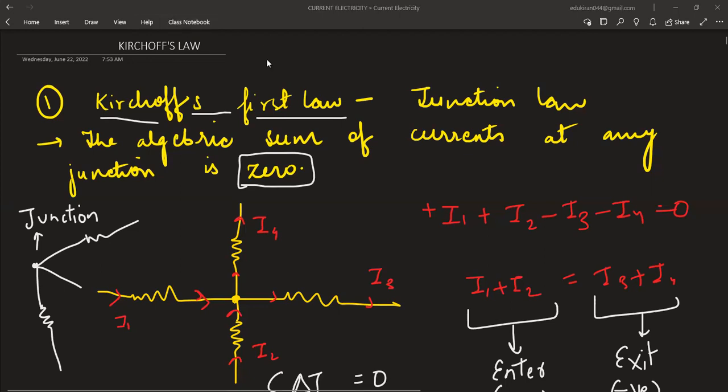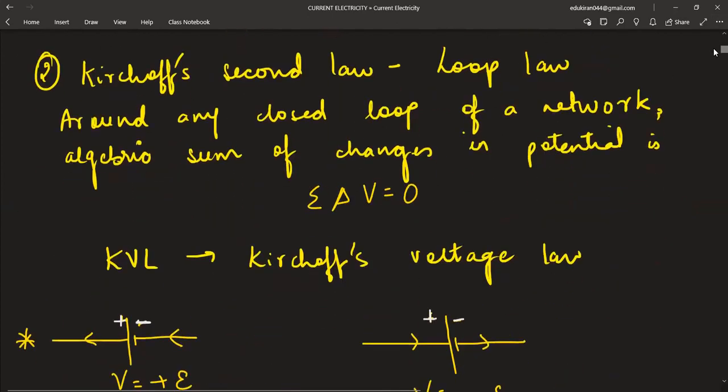All right, class. So yesterday we started with Kirchhoff's law. Basically, we have two laws. Kirchhoff's first law is known as the junction law, and it means that the total current at a junction will be zero. Whatever amount of current enters the circuit will be equal to the amount of current leaving the circuit. Right? So that is Kirchhoff's first law, which we've seen. Kirchhoff's second law is known as the loop law. It means that around any closed network, the algebraic sum of changes in potential will be zero. It means the net potential is zero. So this is what we have discussed.